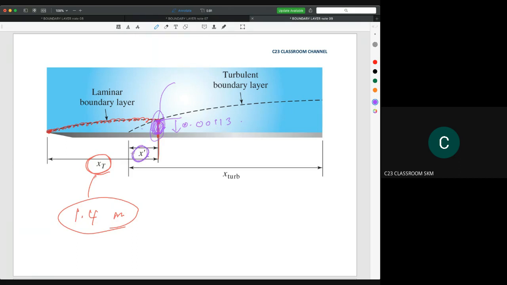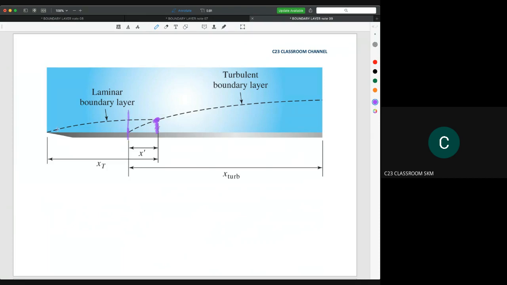What is x prime? x prime here is the starting point for the turbulent boundary layer. Please remember that at this thickness, the turbulence has already occurred. This is the transition.